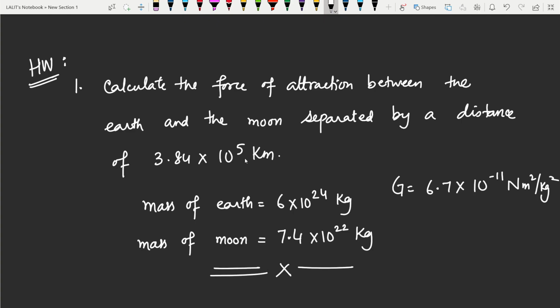Next time when we meet, we are going to discuss more numericals on gravitation and explore more about the topics.